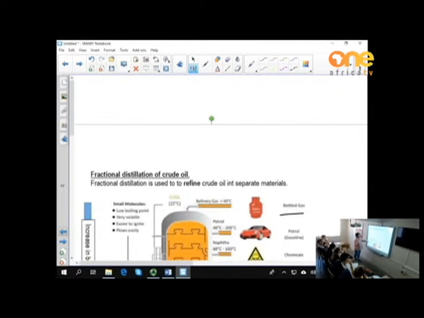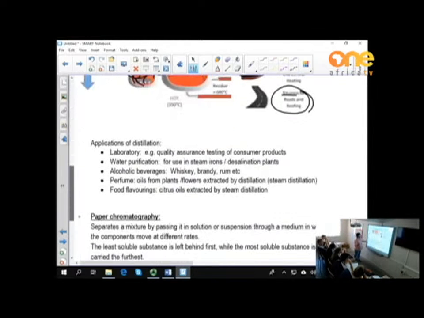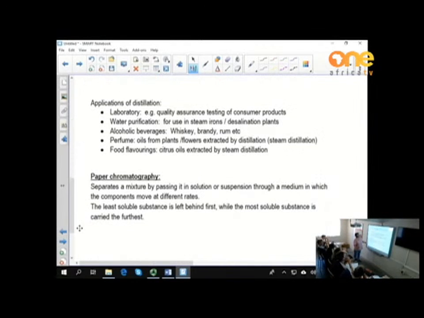I just want to go back one. Fractional distillation. Okay, applications of distillation. Why do we use distillation in a laboratory? So that we can have assurance, so that you can test to see whether the stuff is pure or is what it has to be, because remember, pure substances have fixed boiling points, so you heat it up to that boiling point, and you can check the liquid that comes off. It should be that one.